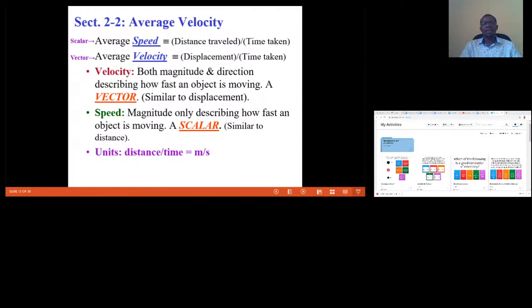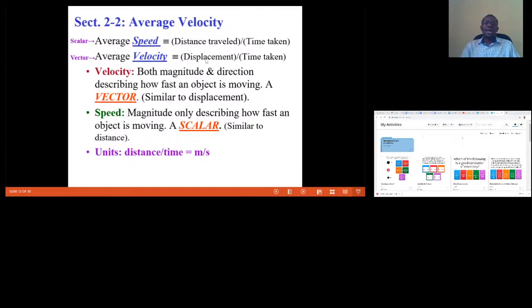Are we together? So average speed is given by the total distance covered over the total time taken, and you must keep in mind that during the course of the motion, the speed could have been changing, but we are only interested in the average. Now, average speed is a scalar quantity, as we have already seen. Now what about average velocity?